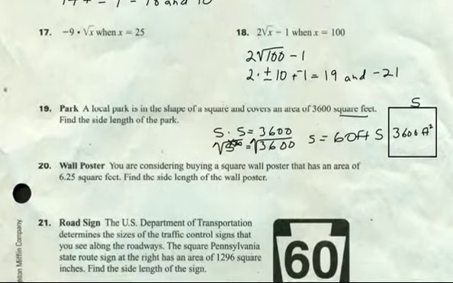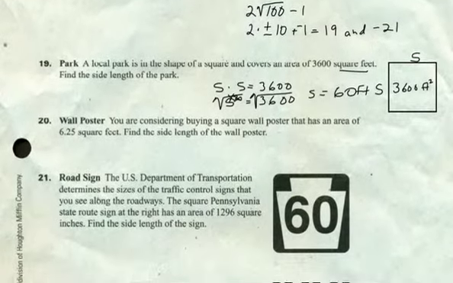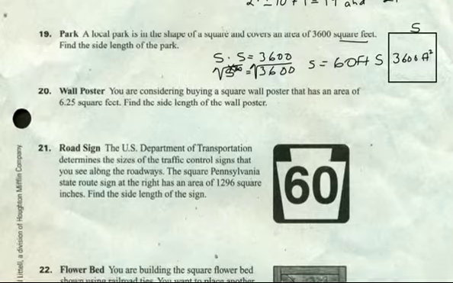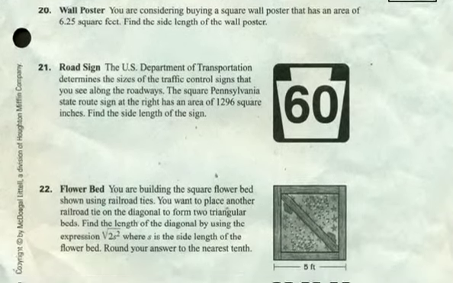20 and 21 are basically the same. They're just different types of problems, but again, they deal with a square. Okay? And 22. Okay.